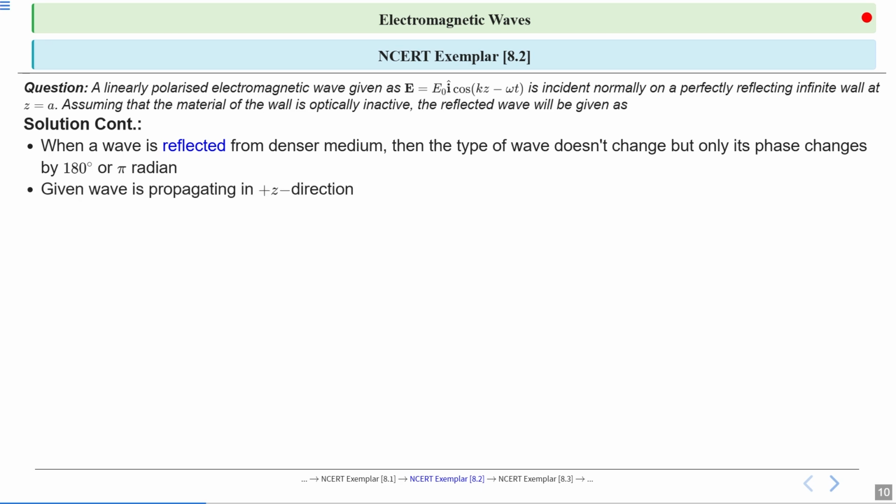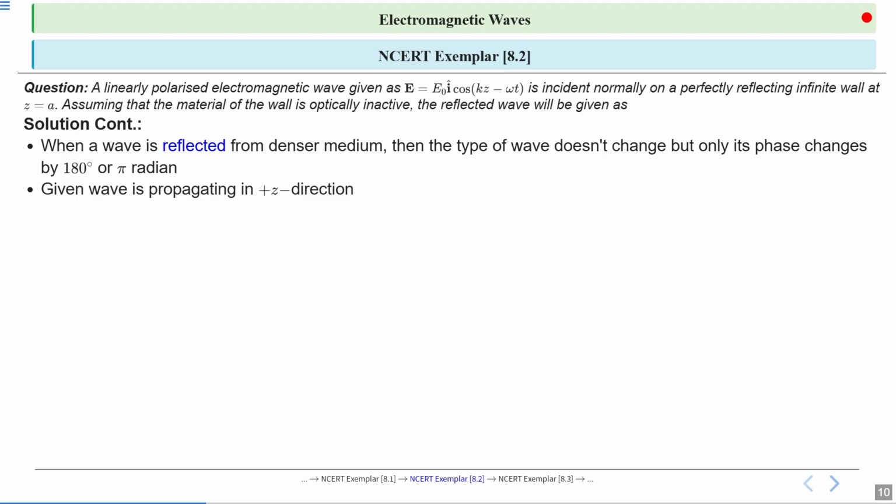Given wave is propagating in positive z direction. From the equation it is known, a negative sign is there in the argument of cos(kz − ωt). That means the wave is propagating along positive z direction. Okay, now the wave is reflected back.